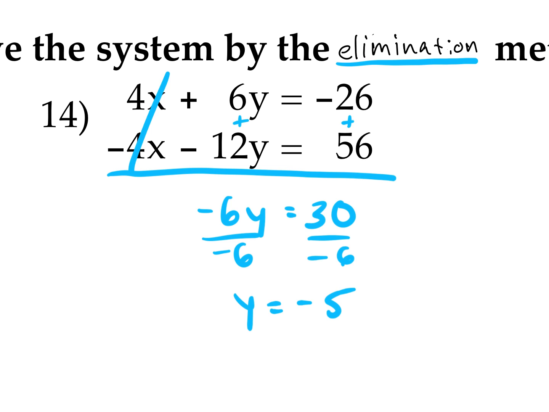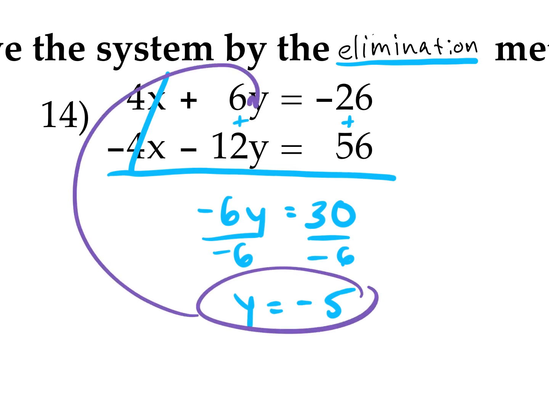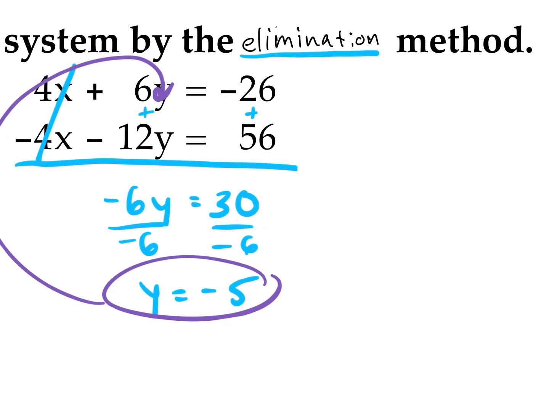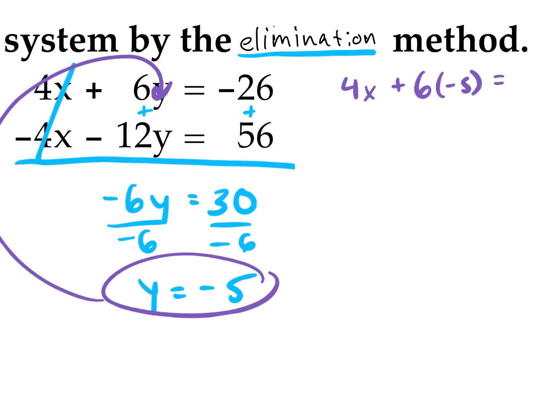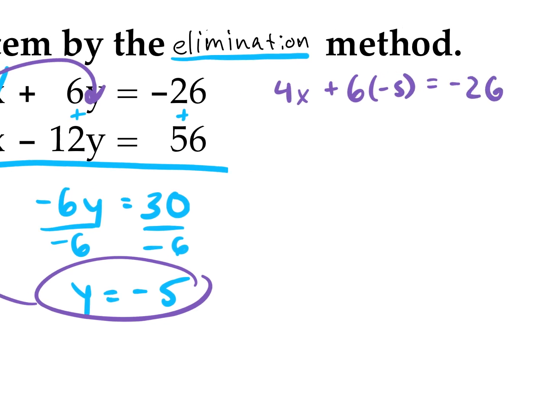What would I do next? Plug it back in. I'm going to plug it into the first one. But since it's y equals, I'm plugging it into y. So I have 4x plus 6 times negative 5 is equal to negative 26. So 4x minus 30 is equal to negative 26.